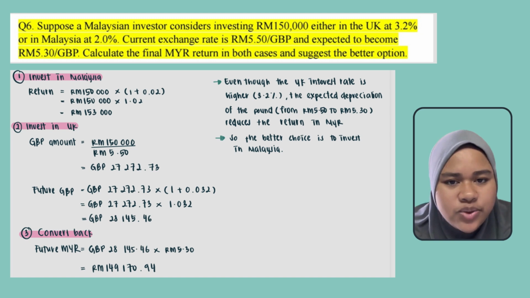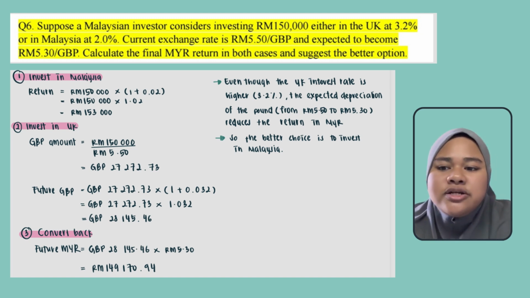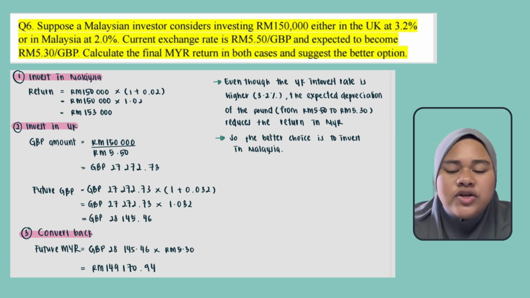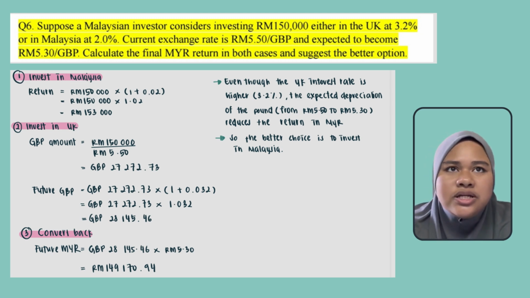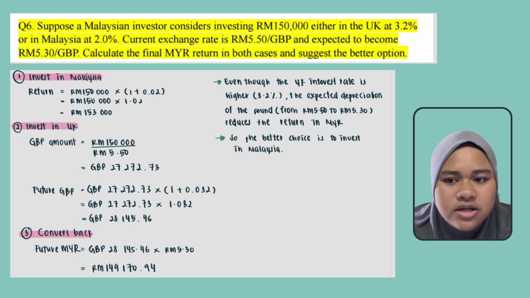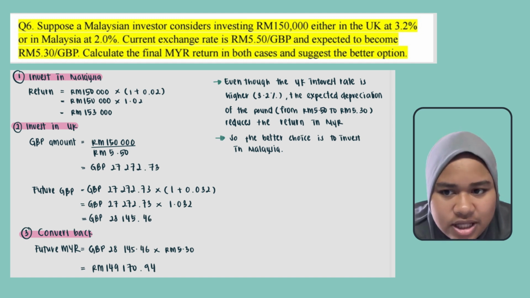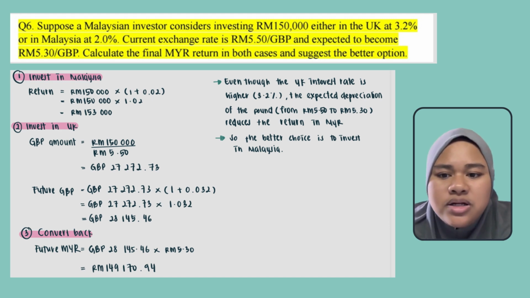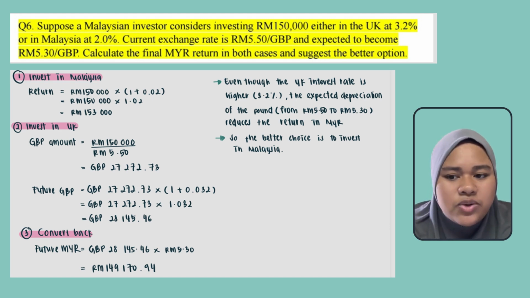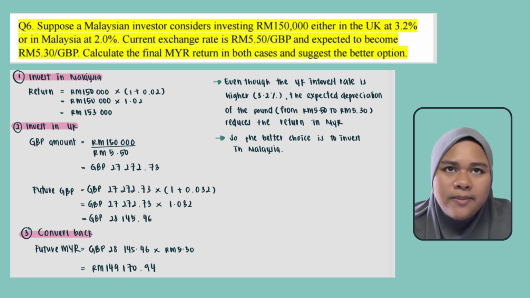So the first option is to invest in Malaysia. We can calculate that the money we get back from investing in Malaysia is about 153,000 ringgit. How do we get that? We get it by 150,000 ringgit times 1 plus 0.02, and we get 153,000.